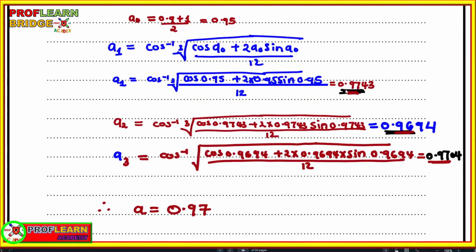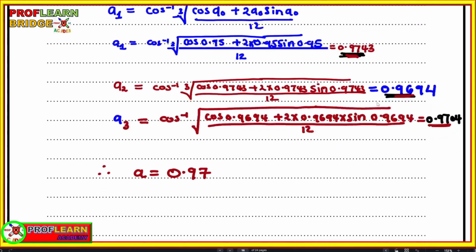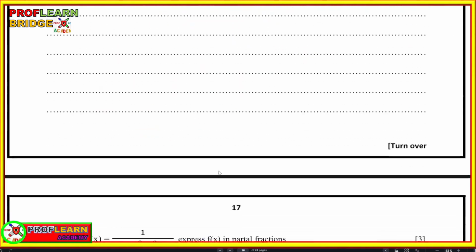We are going to check in 2 decimal places what's the answer. We're going to get 0.97. In 2 decimal places, 0.97. Already we have gotten it. There's no need to proceed to the next ones. So this is going to be 0.97.